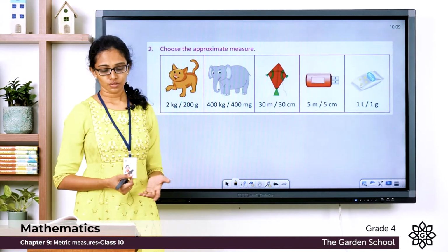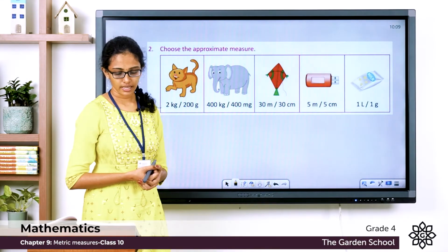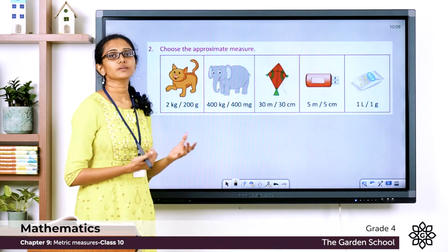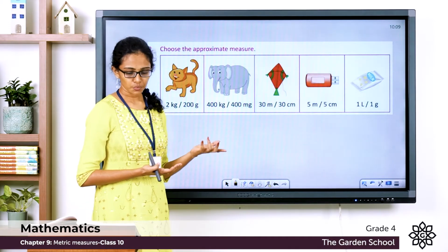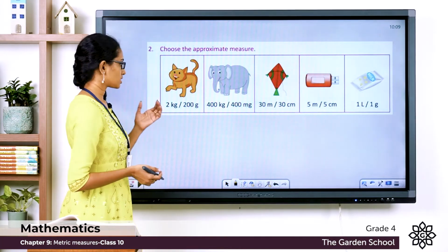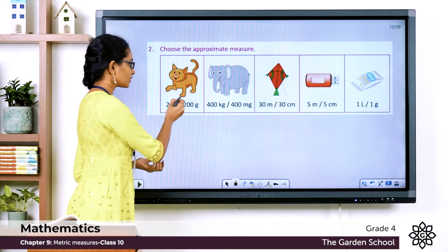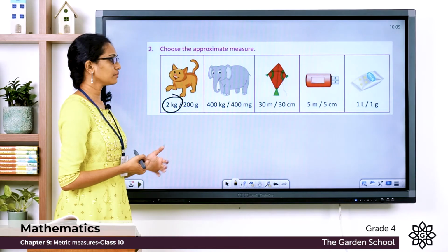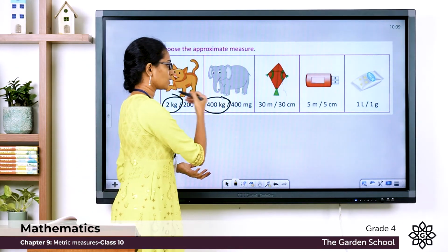Question number 2. Choose the approximate measure. You can see a set of 5 pictures here and 2 choices are given for each picture. So you have to choose the approximate measurement of each of the pictures given there. The first one, you can see a cat, and how much do you think a cat may weigh? Is it 2 kilogram or 200 kilogram? A cat may weigh 2 kilograms. What about an elephant? Would it weigh 400 kilogram or just 400 milligram? It may weigh 400 kilogram.